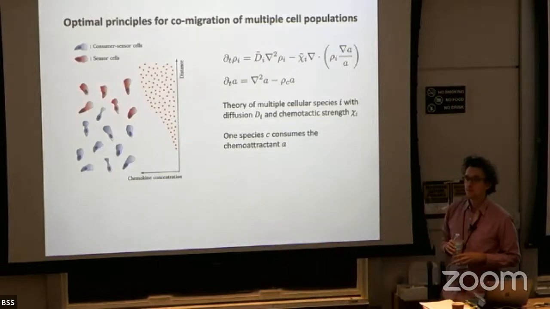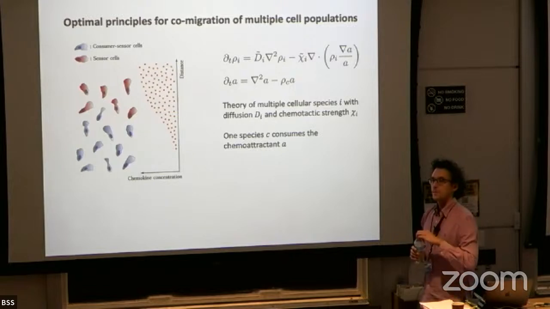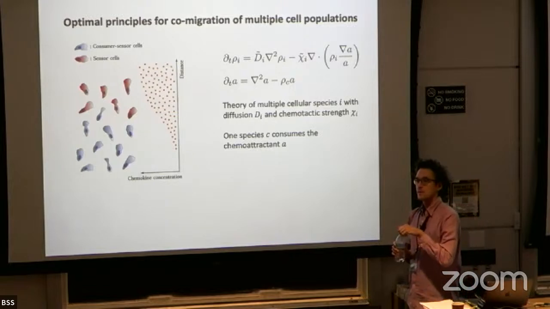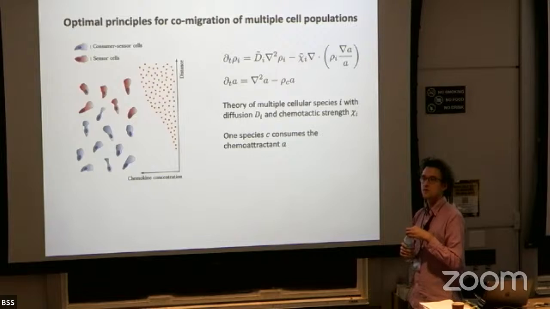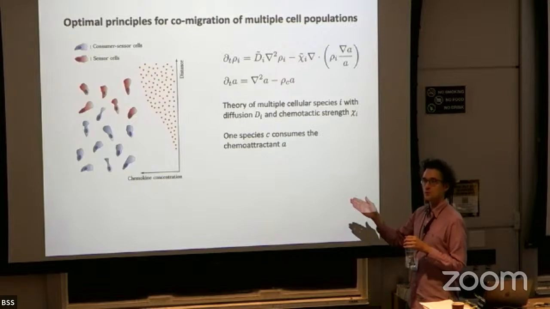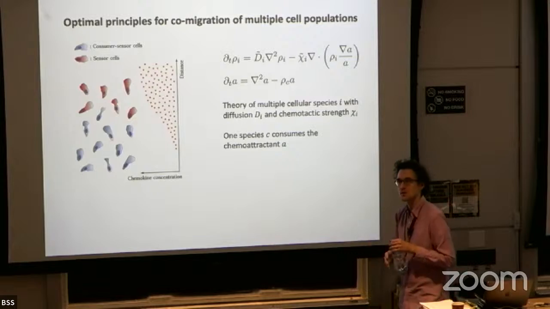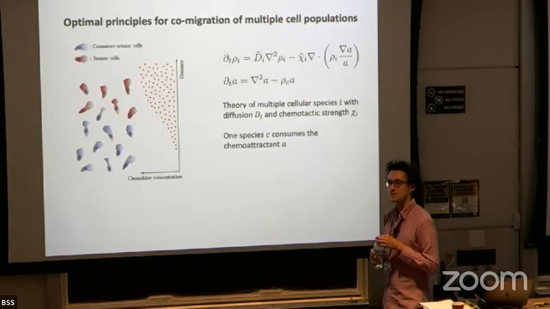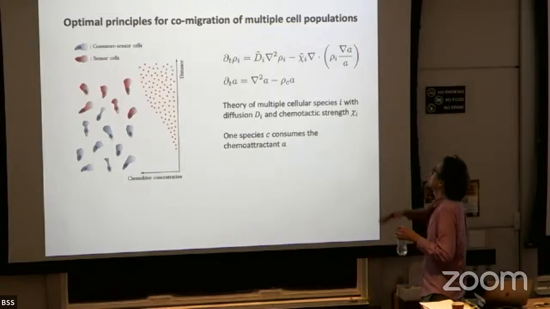If the cell has a larger chi, then it means that it can sense smaller gradients? Yeah, exactly. It's an efficiency of how you translate a given gradient to a given velocity. So it's like an efficiency of chemotaxis. Exactly. Yeah.